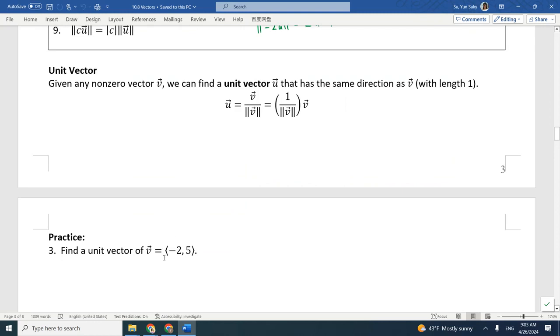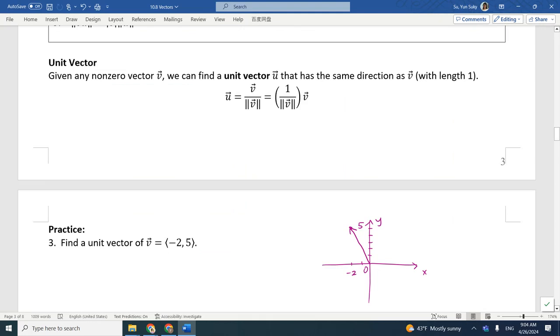Did we finish number 3 last class? I think you worked on it, and then did we check our answer? Oh, we didn't check our answer. Okay, let's check our answers. We have v is -2 and 5. By the way, your homework asks you to draw v. You start with the origin, and your x coordinate is -2, your y coordinate is 5. So you put a point there and connect to the origin. This is how you draw the vector.